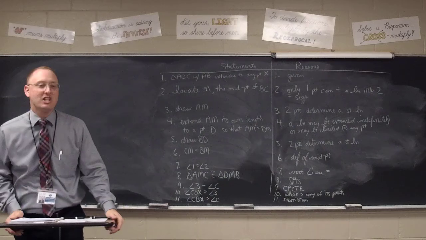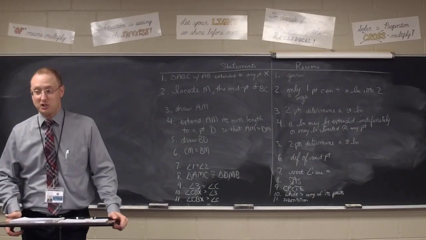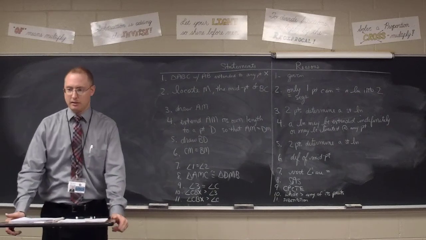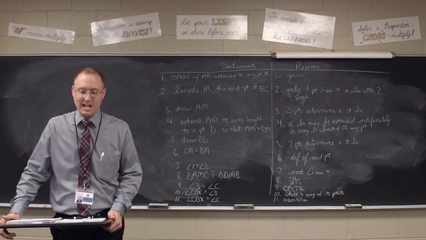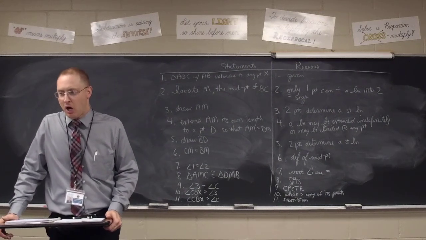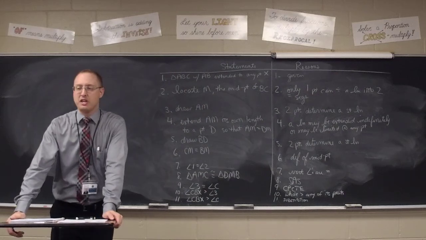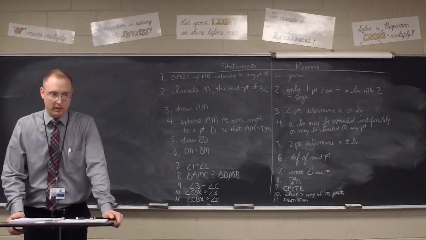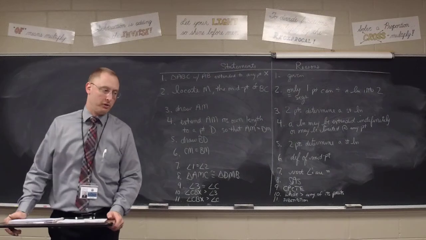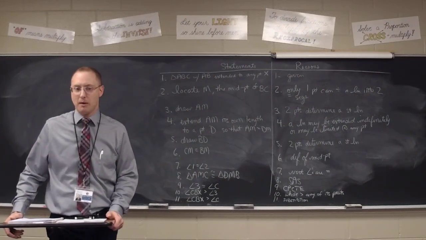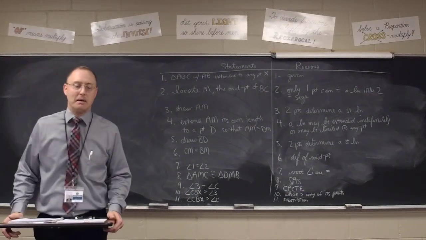Okay, here's your definition. An indirect proof is a proof that begins by assuming the opposite of what is to be proven, and then proves that assumption impossible.